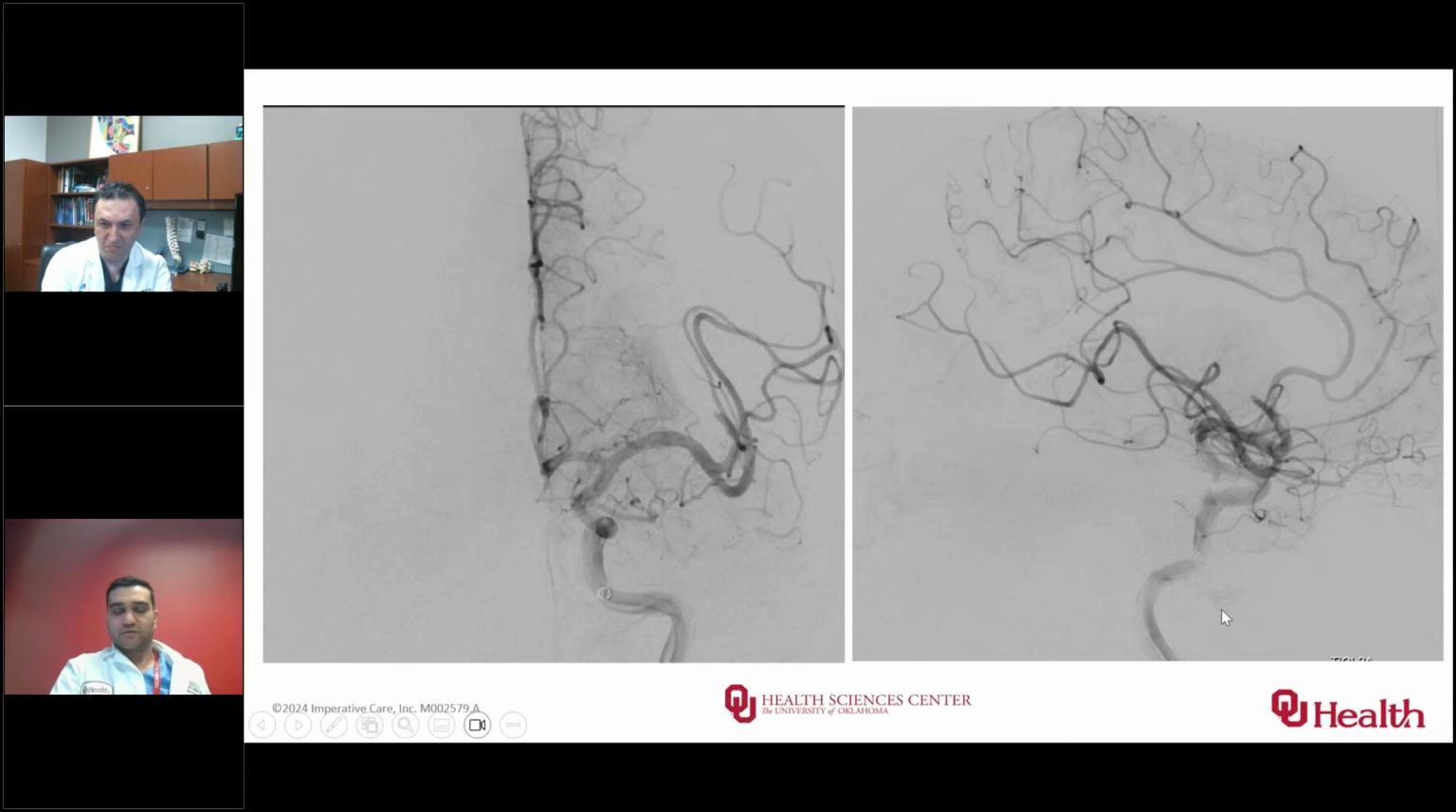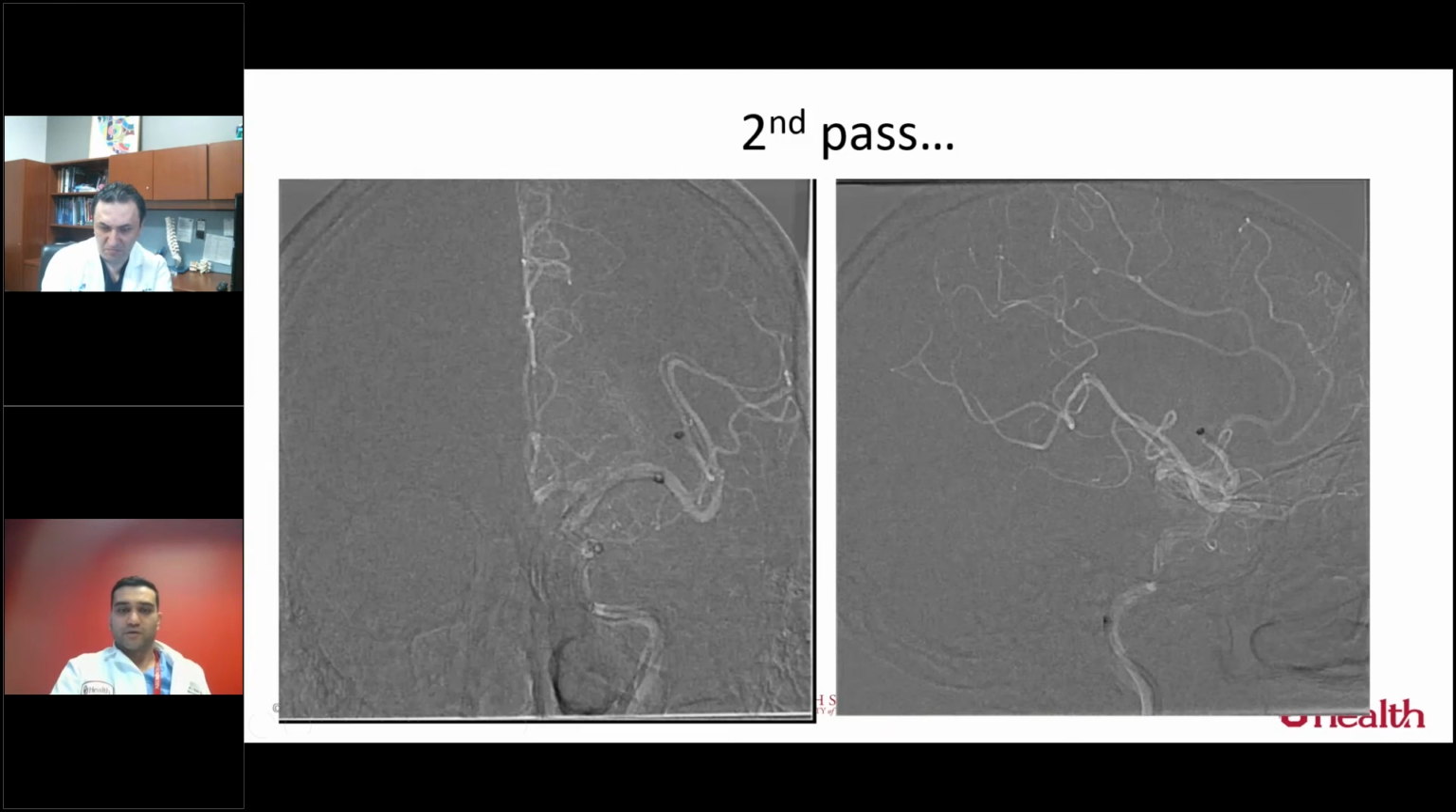So, similar to Dr. Majidi, you can see we have partial recan. There's an M2 branch that's still occluded. We need to go back. But my 88 is right there, ready to go, ready to reload. So second pass, you can see in this case here.